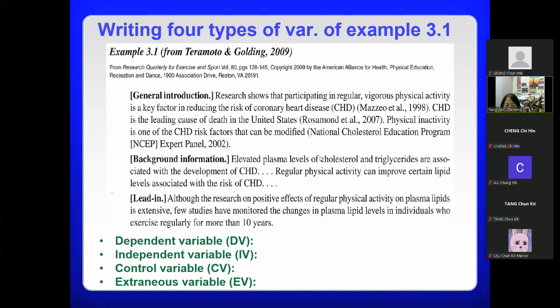What are the control variables? If you noticed what I explained before, you may already know. Gender, for example, age, maybe the eating habits. What are the extraneous variables? Usually we can't make a judgment at this moment unless we read through the whole paper and know, for example, if in this study they didn't collect any information about eating, then eating habits will be one of the extraneous variables.